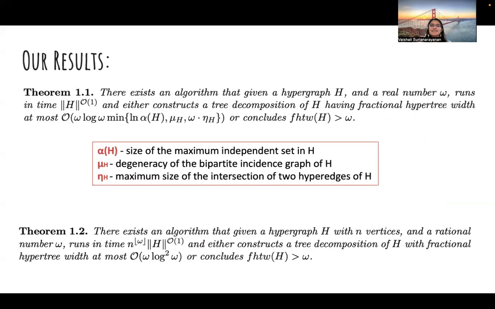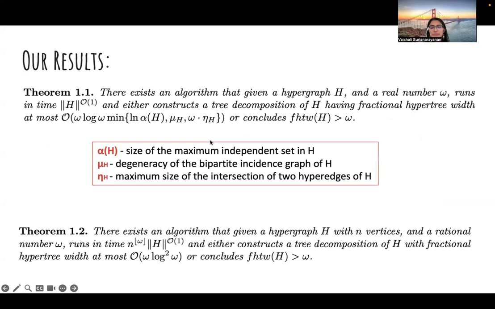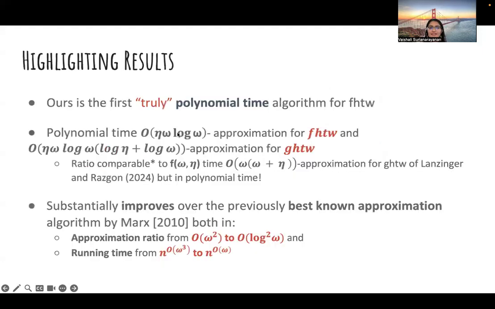But in fact, our result, I told you that here there was a log n factor, right? But for special graph classes, this log n factor can be improved based on whether the graph has bounded independence number, or the degeneracy of the bipartite incidence graph of the hypergraph, and also the maximum size of intersection of two hyperedges. So if you look at special graph classes based on these parameters, it turns out that our approximation is actually better. So let me quickly highlight our results.